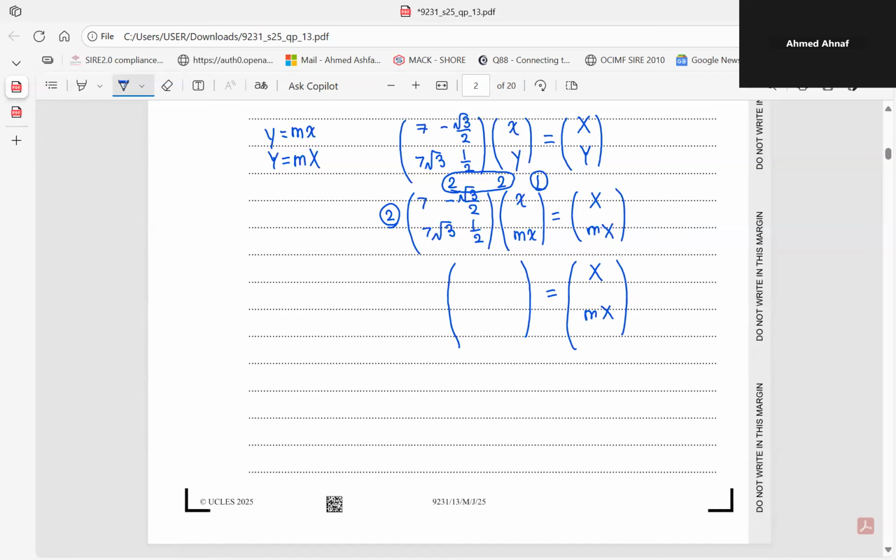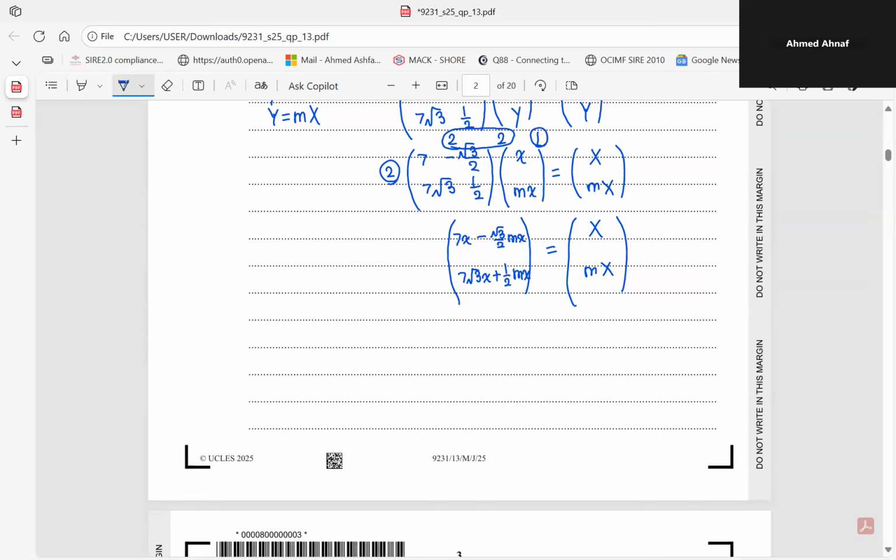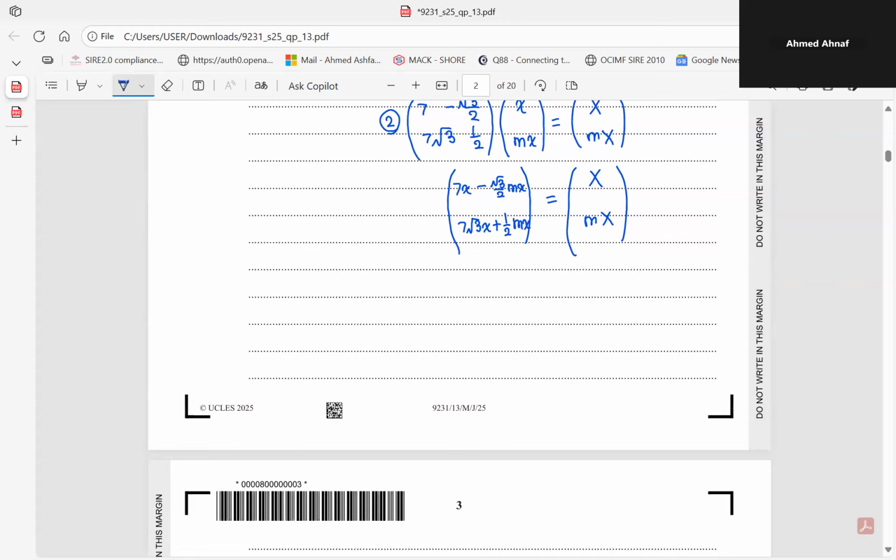Okay, now we can start multiplying them. To get the first row, first column, you multiply by the first row, first column. So that's 7x plus minus square root 3 over 2 mx. So minus square root 3 over 2 mx. And then for the second row, first column, multiply 7 square root 3x plus half mx. Okay, so that's that.